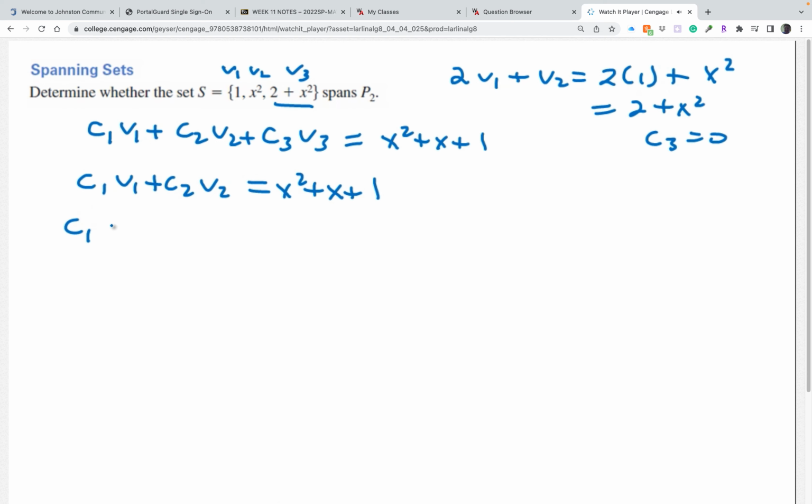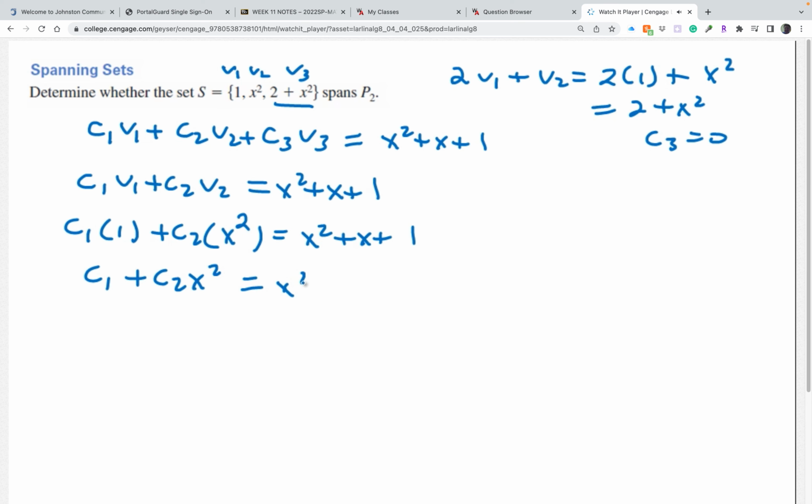So we'll have c sub 1 times 1 plus c sub 2 times x squared equal to x squared plus x plus 1. So that will give us c sub 1 plus c sub 2 times x squared equal to x squared plus x plus 1. So we can see that c sub 1 will be equal to the constant term. C sub 1 will be equal to 1. And c sub 2 will be equal to the coefficient of x squared on the right-hand side. So c sub 2 will be equal to 1.